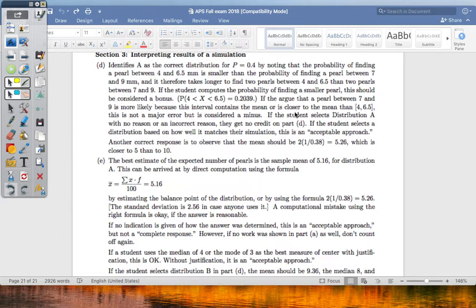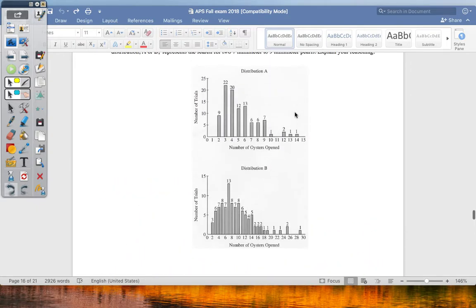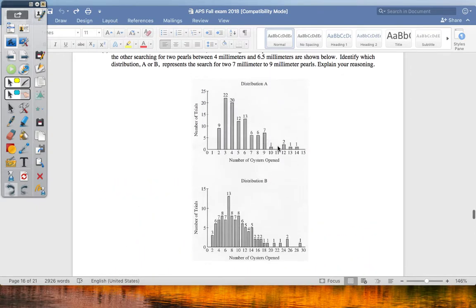So up at the top, it says the probability of finding a pearl is smaller than the probability of finding a pearl between 7 and 9. Okay? And it therefore will take longer to find 2 pearls between 4 and 6.5. So as you look at this, it would take longer for the 4 and 6.5, okay? And therefore would be B, right? It would take longer than it would to find one between 7 and 9, right?